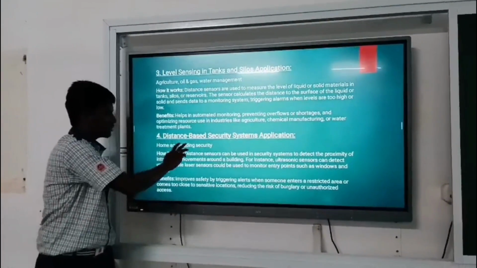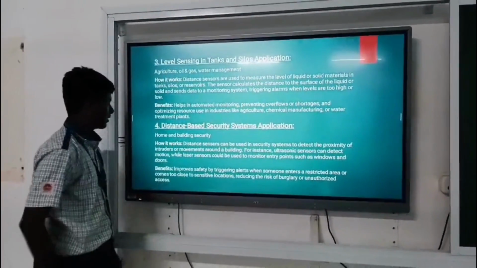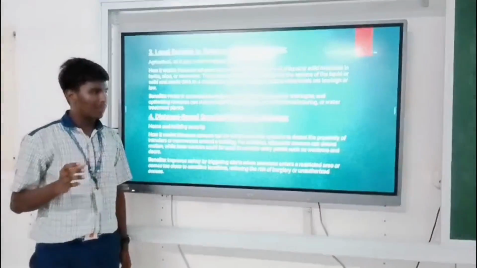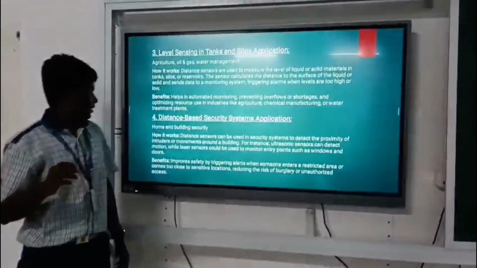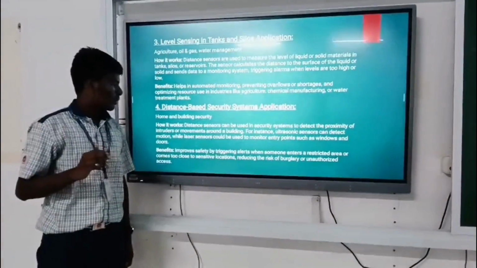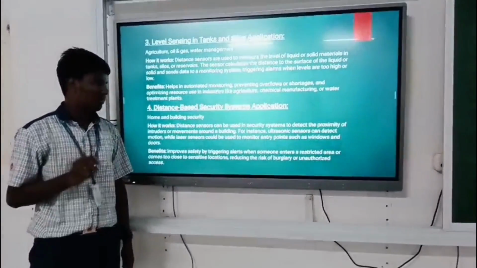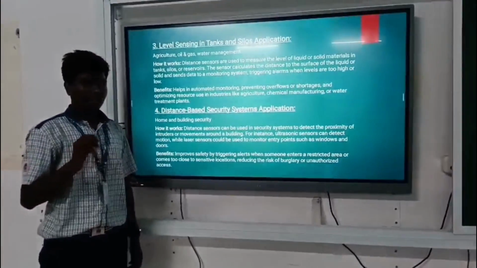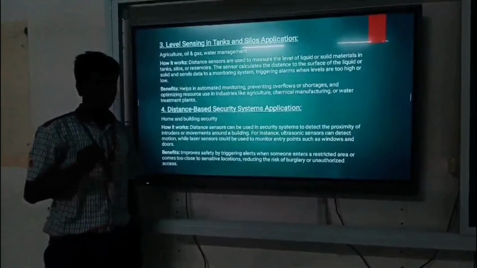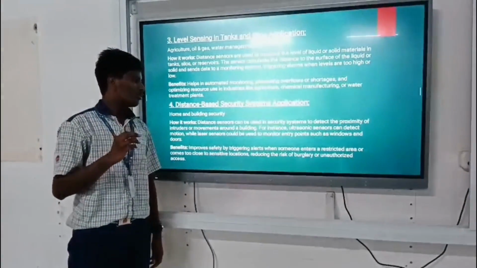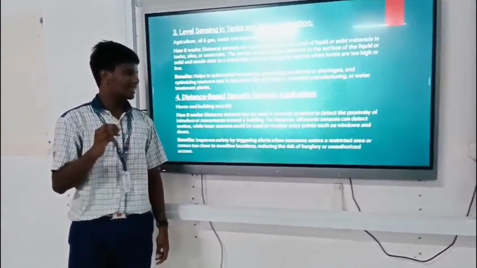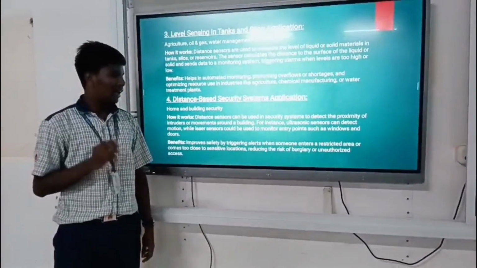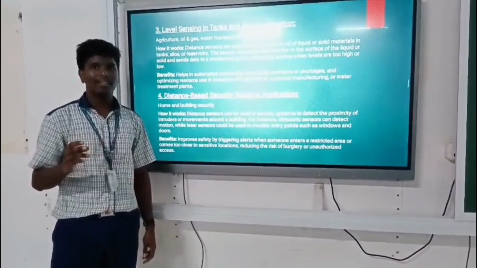Fourth, distance-based security system application. Distance sensors can be used in security systems to detect the proximity of intruders or movements around a building. For instance, an ultrasonic sensor can detect motion, while a laser sensor could be used to monitor entry points such as windows and doors. It improves safety by triggering alerts when someone enters the restricted area.